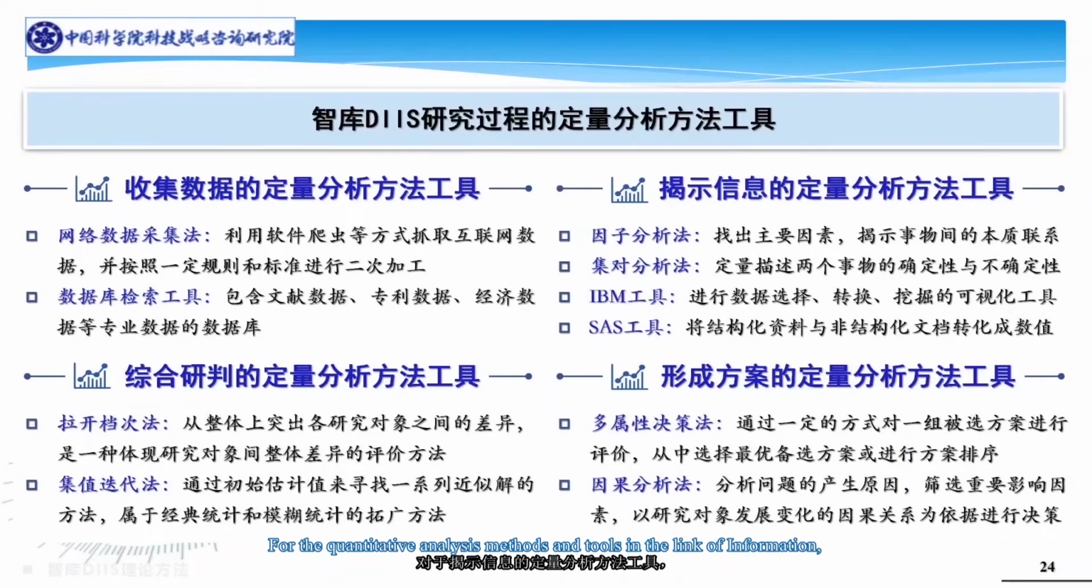For the quantitative analysis methods and tools in the link of information, for example, the factor analysis method finds out the main factor, which is the concept value, to reveal the essential connection between things. The set pair analysis quantitatively describes the certainty and uncertainty of two things. The IBM tools are visualization tools for data selection, transformation, and mining. The SAS tools convert structured and unstructured information into values.